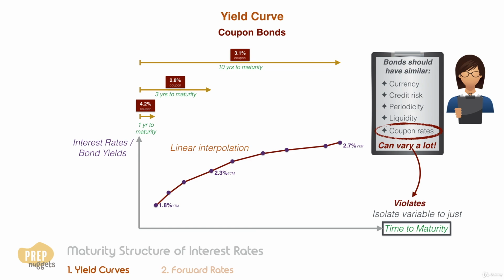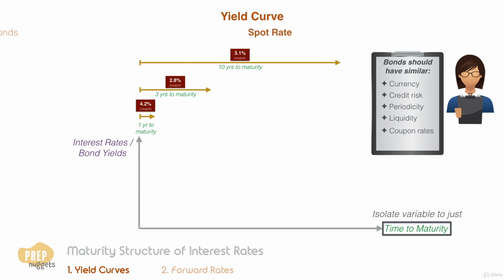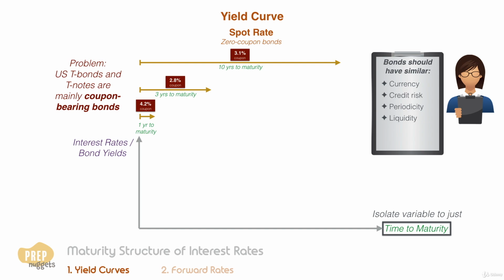This leads us to our second type, which is the spot rate yield curve, which is based on zero coupon bonds. This effectively solves the problem of different coupon rates, as zero coupon bonds do not pay coupons. So the ideal data set for a spot curve would be yields to maturity on a series of zero coupon government bonds for a full range of maturities. However, we know that US T-notes and T-bonds are mostly coupon-bearing bonds. We can, however, take reference from the yields of the stripped bonds.